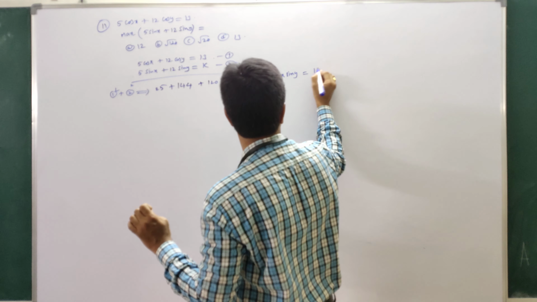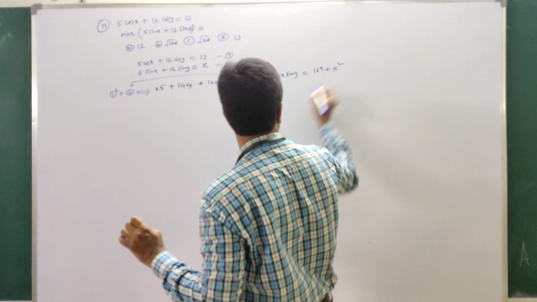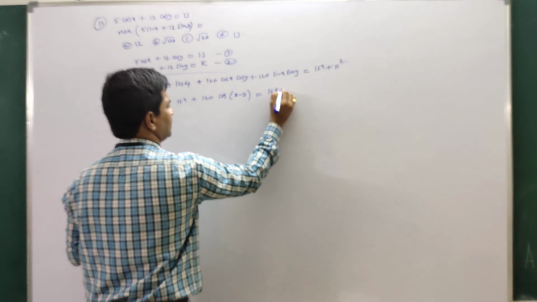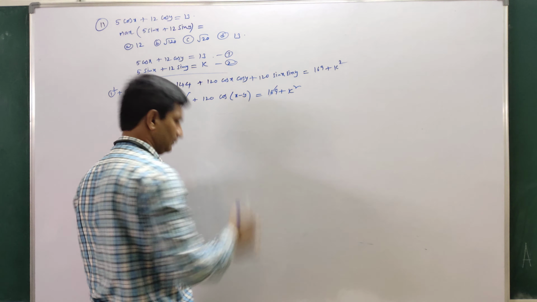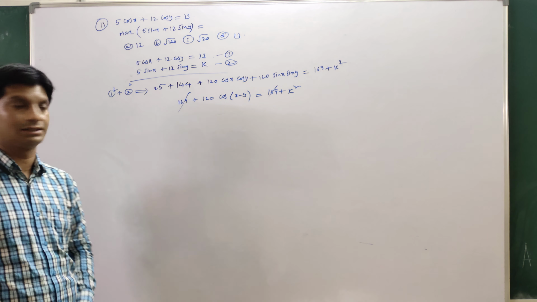Here 13 square plus k square. That means what? 169 plus k square. What is 25 plus 144? 169. So this is 169 plus, take 120 common here. Now this is in the form of cos A cos B plus sin A sin B. After taking 120 common, cos A cos B plus sin A sin B means cos of A minus B. This is equal to 169 plus, yes, 169 gets cancelled. So this is k equal to plus or minus root 120 into cos of x minus y.